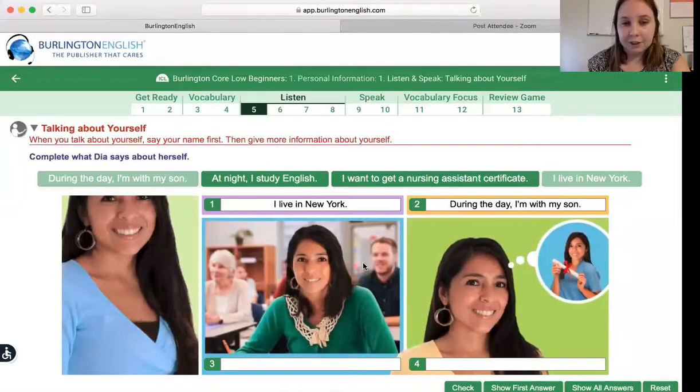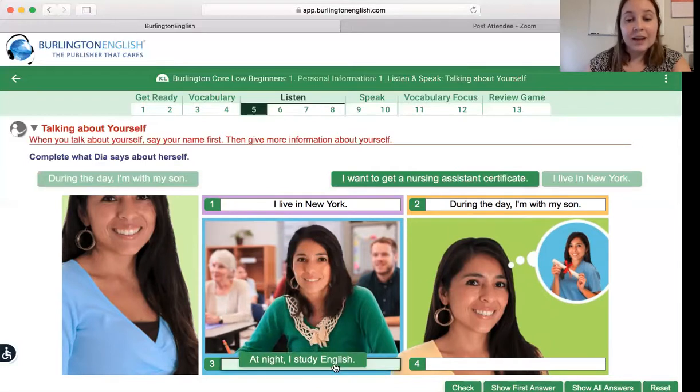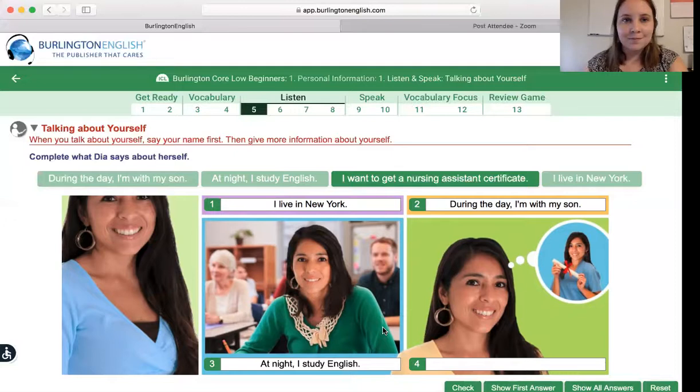What about this picture? She is in a classroom. So which sentence describes this picture? Good. At night, I study English. Good. And then the last one, she says, I want to get a nursing assistant certificate. So she's thinking about the future with her job.